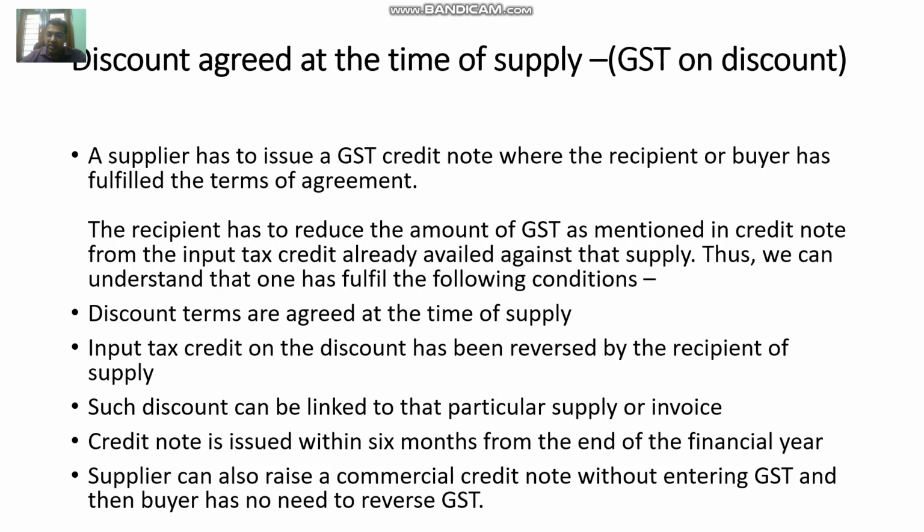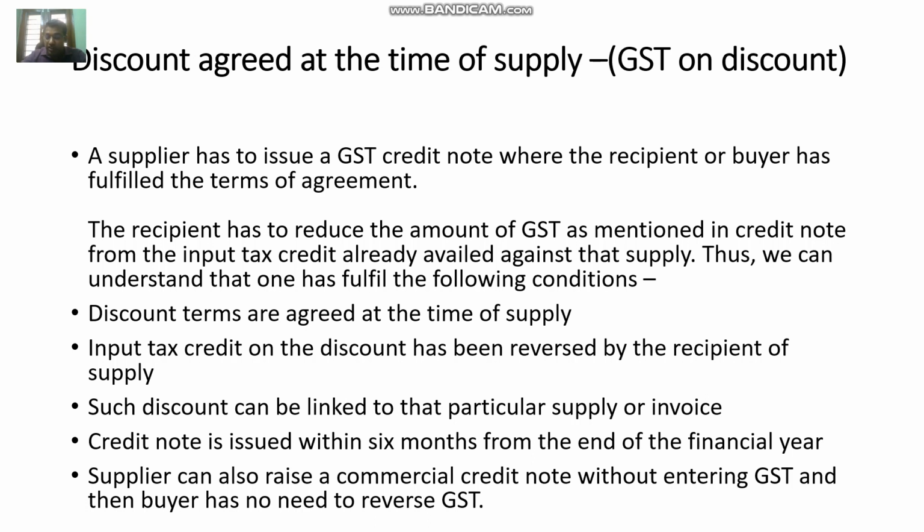Now if discount was agreed at the time of the supply, then supplier has to issue a GST credit note to the recipient or buyer. Then a recipient has to reduce amount of GST as mentioned in the credit note from the input tax credit already availed, and he has to raise a debit note to the supplier. Here we can say that discount terms are agreed at the time of the supply or before supply. Input credit has been reversed by the recipient as he has raised the debit note, and such discount can be linked to that particular supply or invoice.